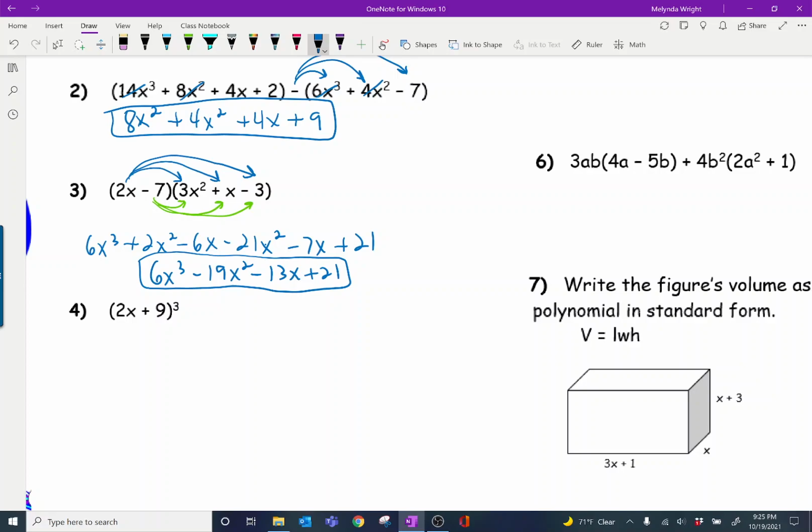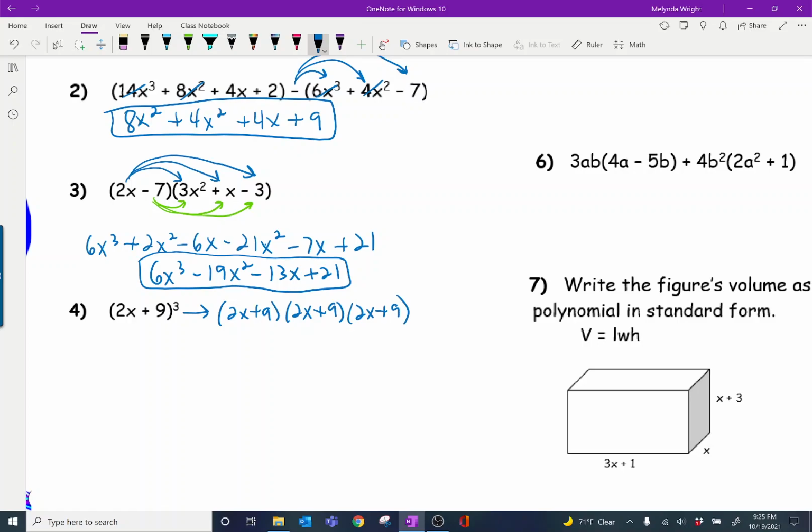Okay, this one is a little crazy. I'm not going to lie. (2x + 9)³. Please, there is no distributing this over. That is not a thing. This means that I have (2x + 9) times (2x + 9) times (2x + 9). Yes, that is what it means.